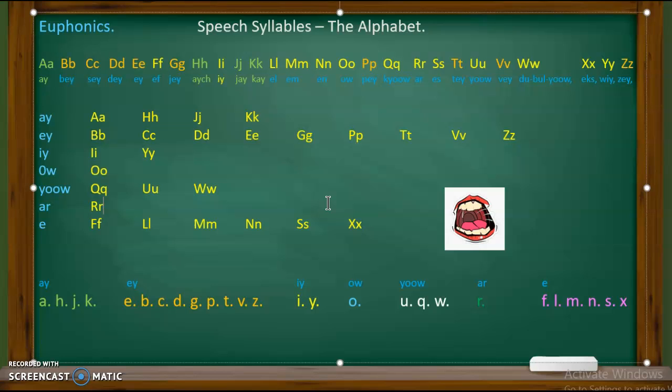I often see teachers struggling to teach the alphabet because it takes too long. It can be 6 months to teach the alphabet, where you can make it in a couple of lessons just by teaching the simple vowel sounds. So there's another class on speech syllables.